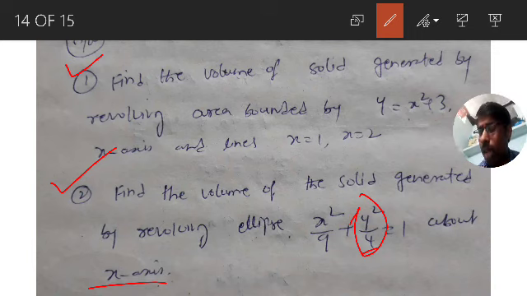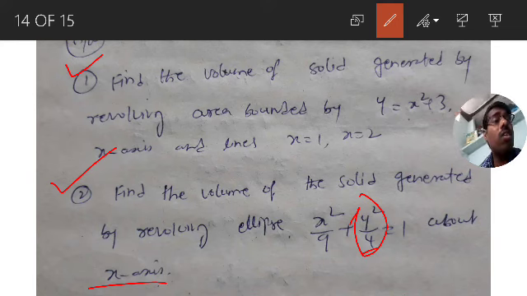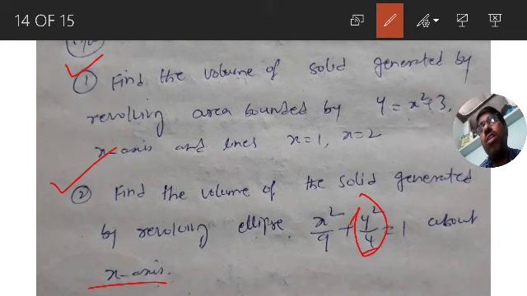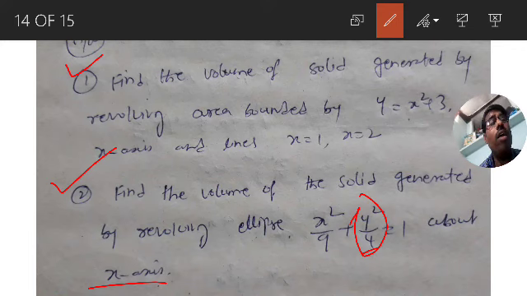These are the 2 major applications of definite integrals: finding areas under the curve and finding volumes of solids of revolution. In the previous class we covered areas, and in this class we covered volumes of solids of revolution. Very important. In areas you will get 5 marks, from volumes also you will get 5 marks. That's it, guys.